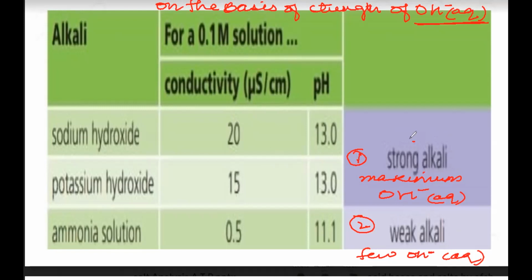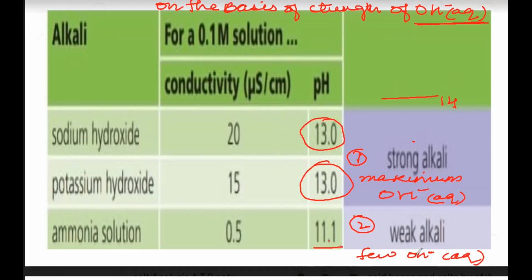Now, definitely the strong alkali will have a higher pH. The maximum pH on the pH scale is basically 14. So the strong alkalis are going to give you a higher pH of 13 or maybe 13 point something up to 14. Whereas the weaker alkali will give you a lower pH, right?